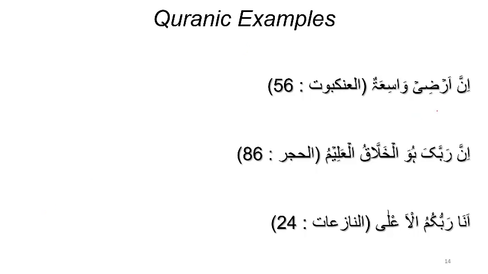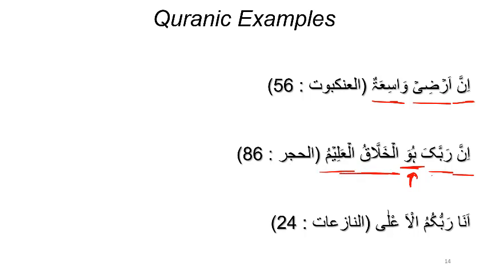Now some Quranic examples. Inna, indeed, ardi, our land, wasi'atun is spacious. So overall we can say indeed our land is spacious. Inna, indeed, rabbaka, your Lord, huwa is he. So notice this is a detached pronoun. So indeed your Lord, huwal khallaqul alim. So khallaqu means the creator, al-alim means knowledgeable. So indeed your Lord, he is the knowledgeable creator.